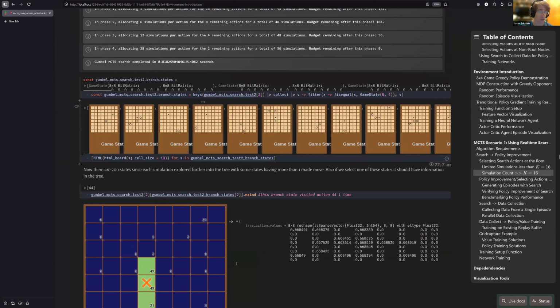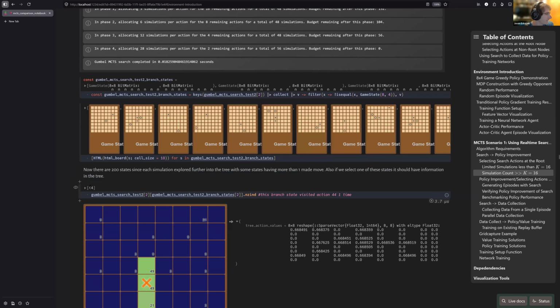now this tree actually has 200 states in it. And we can see now there's been more exploration further into the tree. So we have now examples of moves here where 2 moves or 3 moves are taken. Yeah, this is just a function of having a bigger simulation budget. And also, this is looking at the non-zero indices of the visit count of something deeper in the tree.